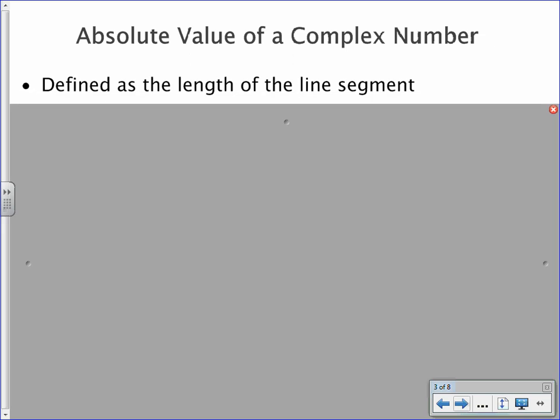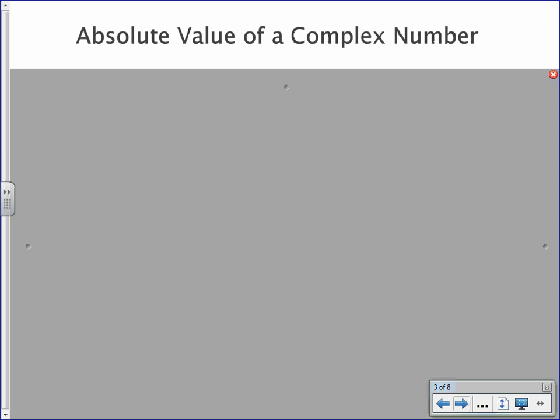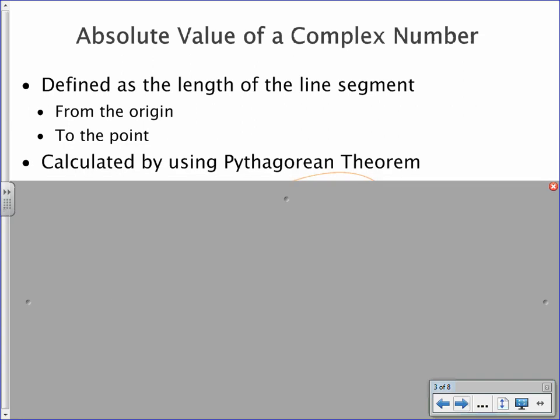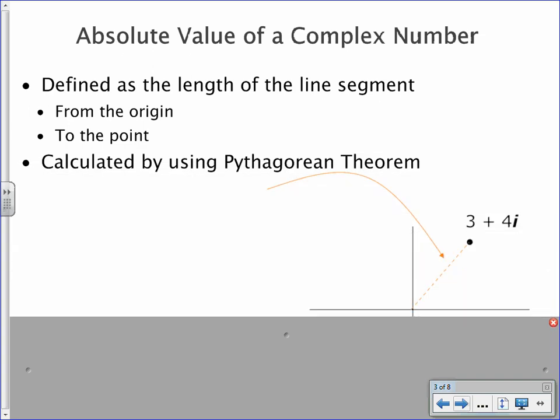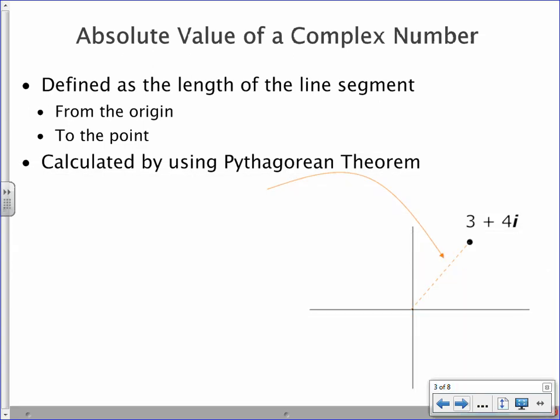If we're talking about distance from 0 on the complex plane, we're talking about the origin, right? So the distance from 0 is going to be the length, the distance if you will, from the point to the origin. So what we're going to do is use the Pythagorean theorem. The absolute value is our distance from the origin.